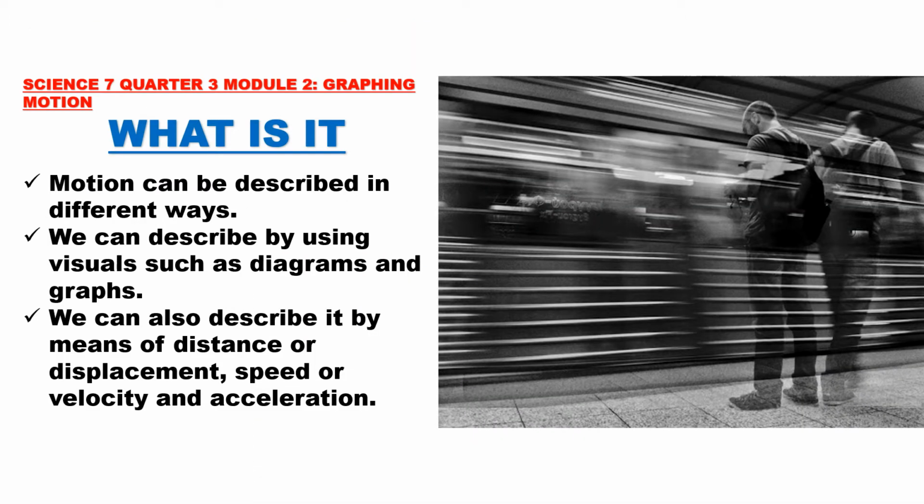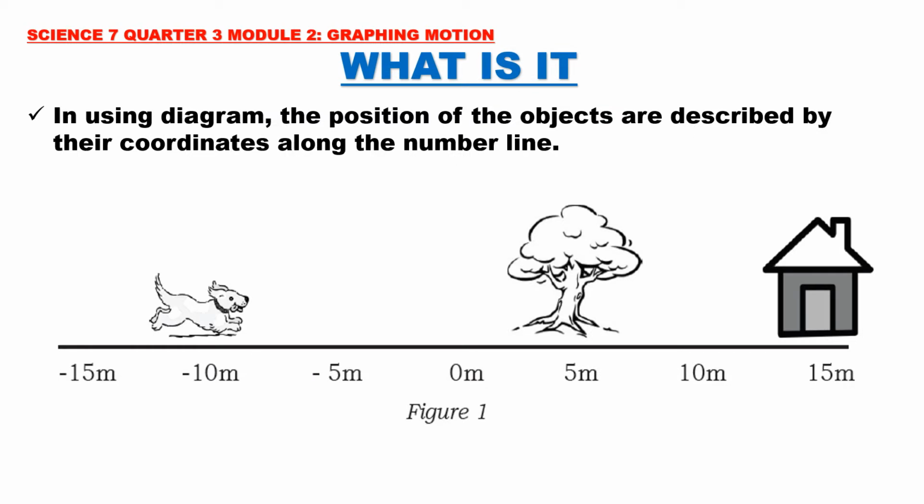Motion can be described in different ways. We can describe motion by using visuals such as diagrams and graphs. We can also describe it by means of distance or displacement, speed, velocity, and acceleration. In using diagram, the position of the objects are described by their coordinates along the number line. So let's take a look at figure number 1.